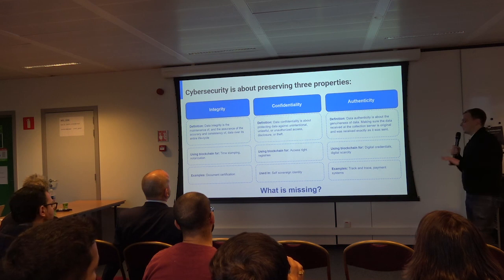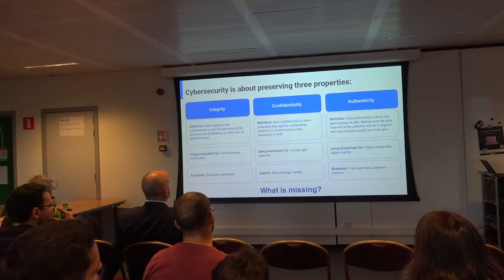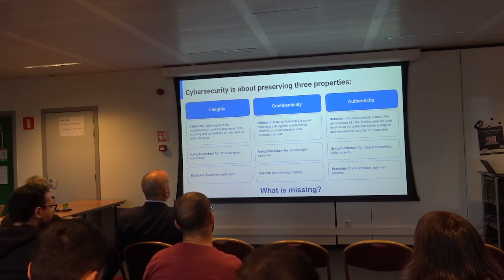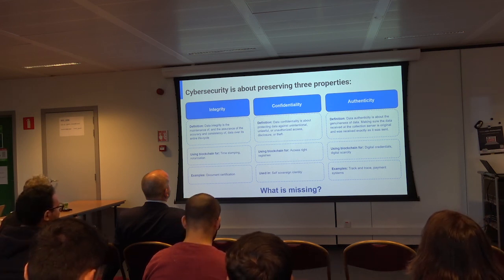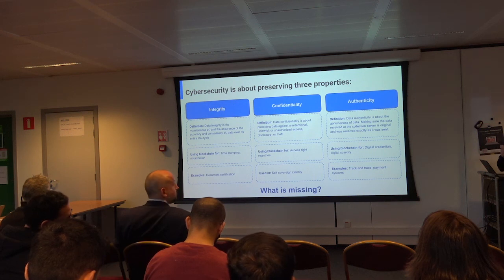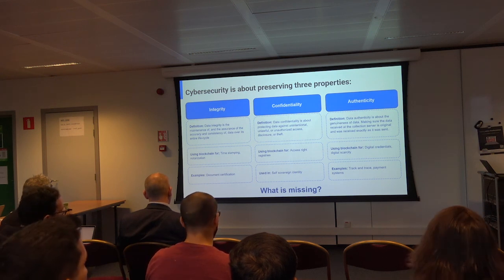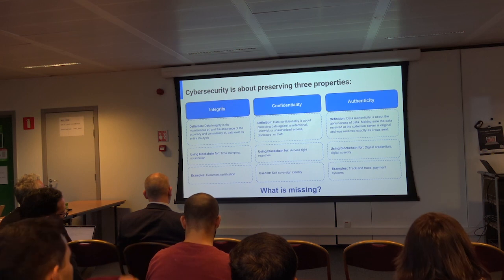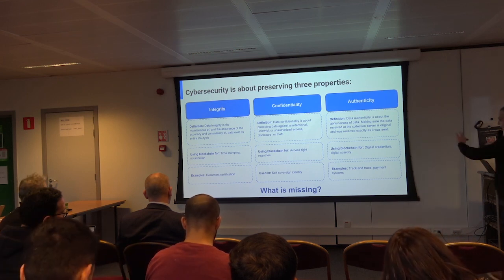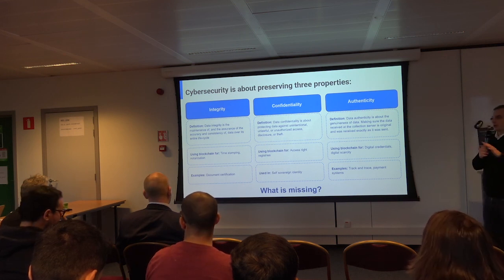And finally, there is the authenticity aspect, with the definition being around the genuineness of data, making sure that the data received at the collection server is original and was received exactly as it was sent. Making sure also that there is really a link between the data's origin and the receiver. So these are the three main aspects.